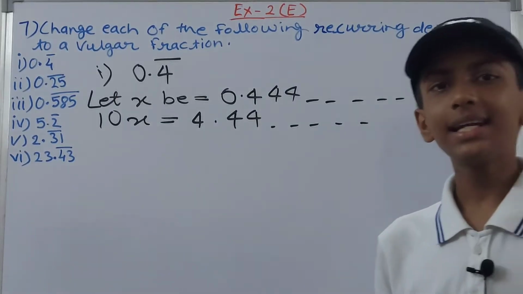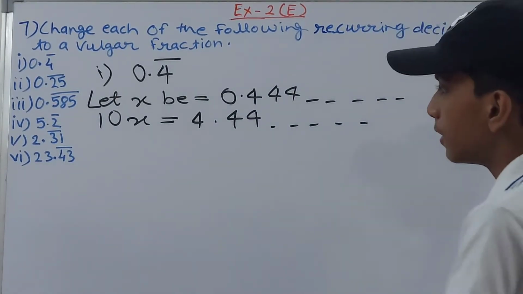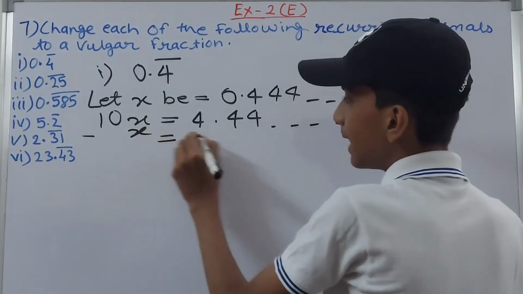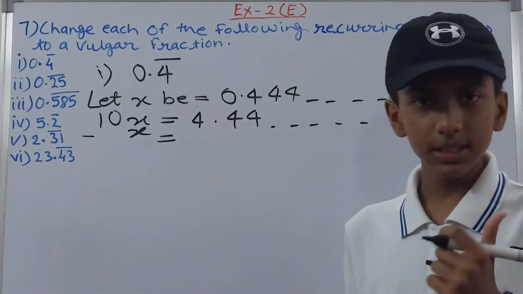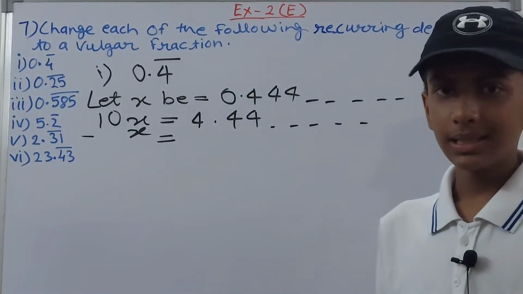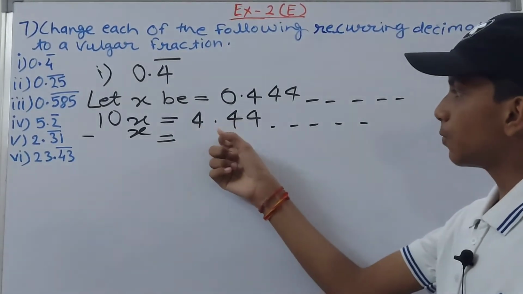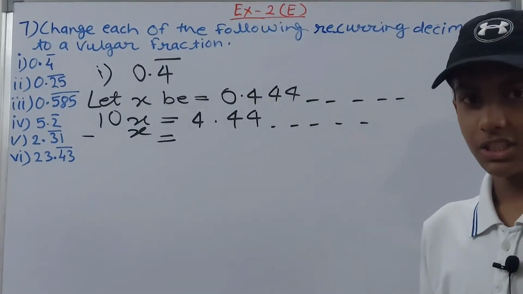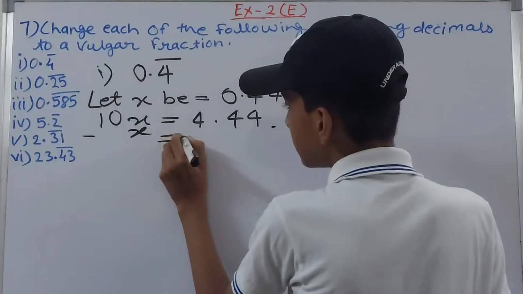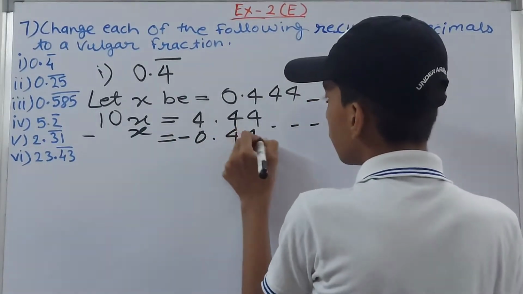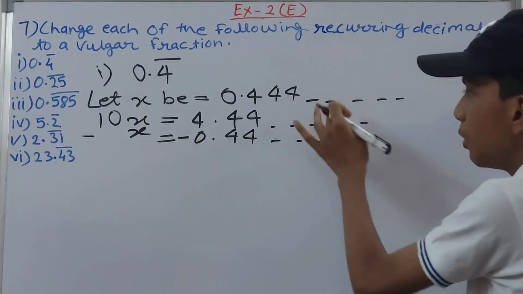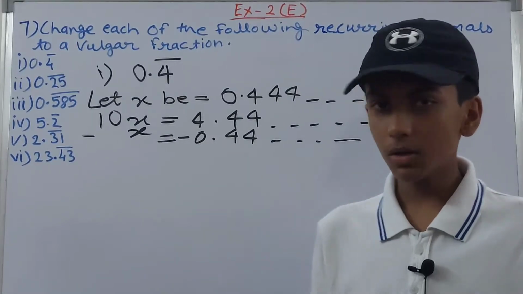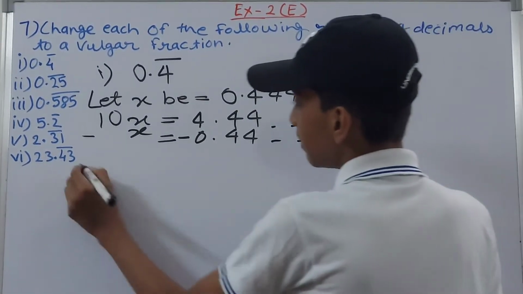Now we subtract x from 10x. So we write 10x minus x, and that is equal to the same thing on this side: we subtract x from 10x. The value of 10x is 4.444 and x was 0.444. So we simply subtract: minus 0.44 with dots. Keep putting these dotted lines, it's very important because they indicate that the digit is repeating. Now we will subtract them.